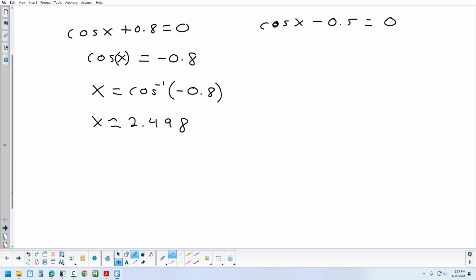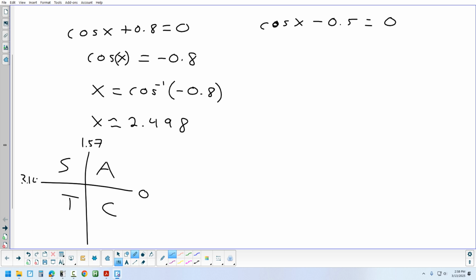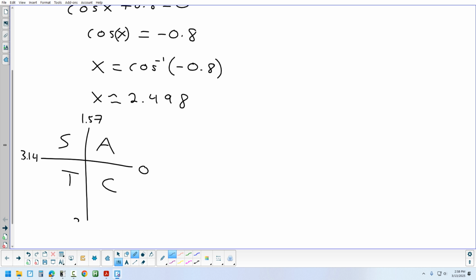Now, that's not a nice answer, so it is not in a quadrant. So now we have to use this chart to figure out where our second answer is going to be. Okay, in radians, it's a little trickier because it's all decimals, but that's 0, pi over 2, pi, and 3 pi over 2, which is 4.71. Okay, what quadrant would 2.498 be in? S? Yes.